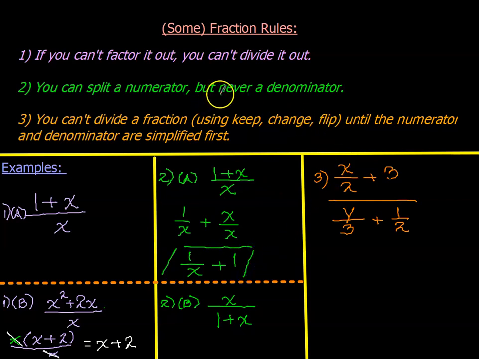There is an exception though. You can never split a denominator. So meaning, even though I split the numerator, I gave each one its own denominator of x, I can't do that the other way around. So I can't put x over 1 plus x over x. You can never split a denominator.